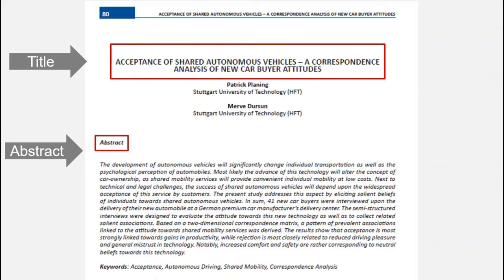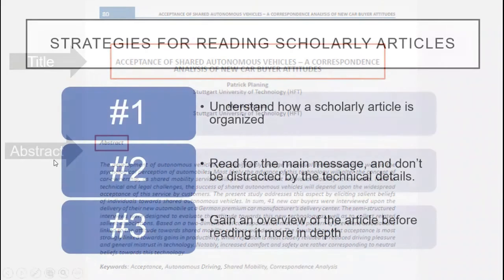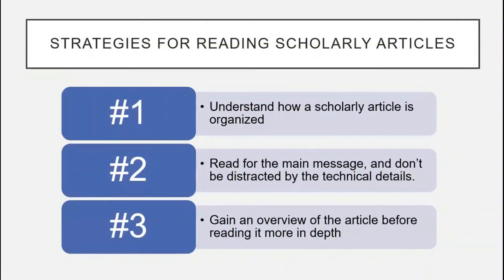Remember, you don't have to read a scholarly article word for word or from beginning to end. The first read through is about gaining an overview of the main message and determining if this source is worth investing the time to read it more in depth. We hope these tips help you increase your understanding of scholarly articles. To review, here are the strategies again. Number 1, understand how a scholarly article is organized. Number 2, read for the main message and don't be distracted by the technical details. Number 3, gain an overview of the article before reading it more in depth.